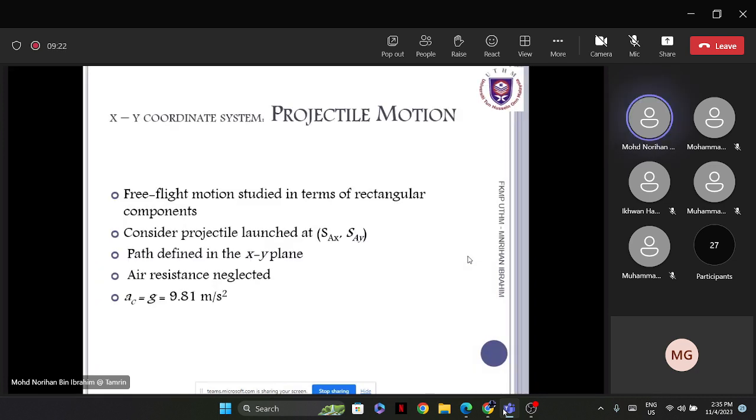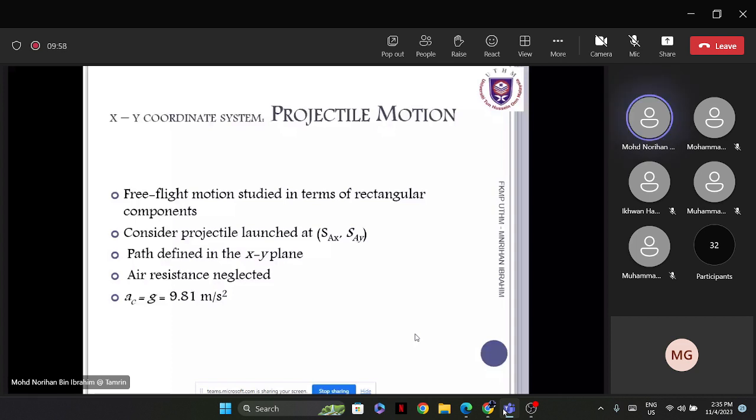the next topic, which is called projectile motions, or we call it trajectory motion as well. So in projectile motion, we are going to apply the basic method of solution, which is the rectangular XY coordinate system, used in doing the analysis of trajectory motions or projectile motions.